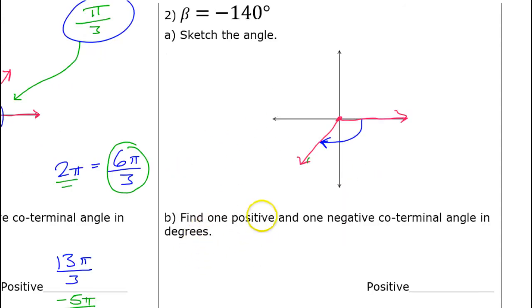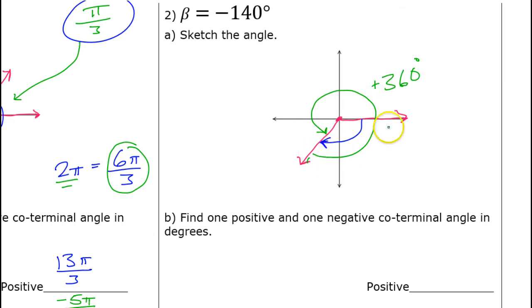Now they want us to find a positive and a negative coterminal angle. A coterminal angle is another angle that lands at the same position as the angle that we have. Imagine that we swung this ray as if it was on a hinge right here at the origin. If we took this ray and swung it around the origin, all the way around and then back to where we started, can you see that that would be a 360 degree motion?